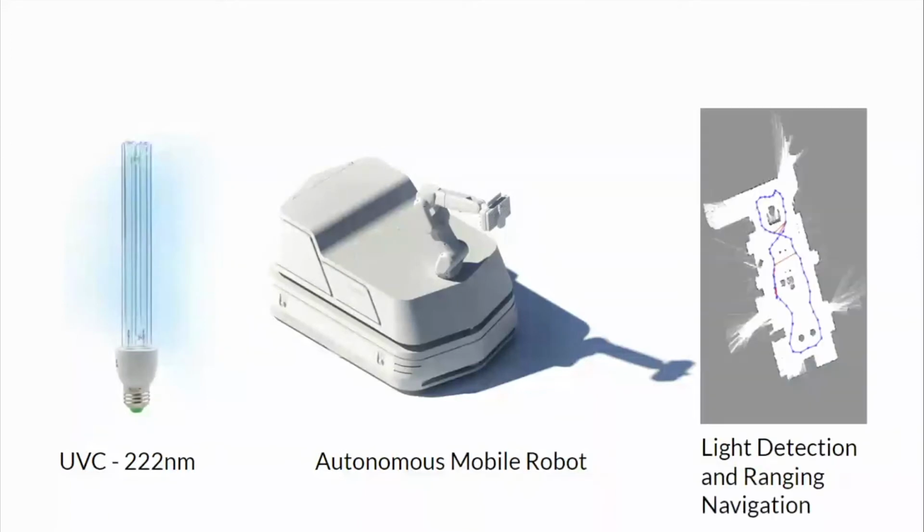The next stage for our prototype would be to use the UVC 222 nanometer, a relatively new technology called Far UVC. The difference between this and the previous UVC light, which is 254 nanometer, is that the 254 nanometer has side effects on the skin and even in the eyes. So it's not recommended to use this with people around it. You have to use it either in places where there are no human beings around, or if you're going to be using it with human beings around, they have to be protected with protective gear and all these things.